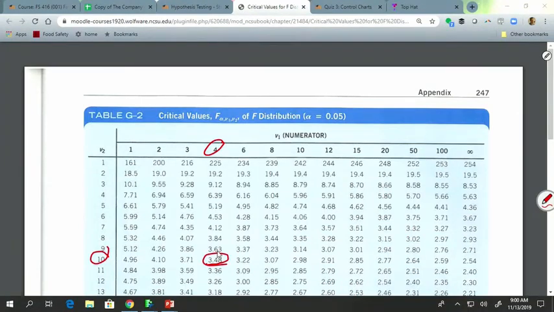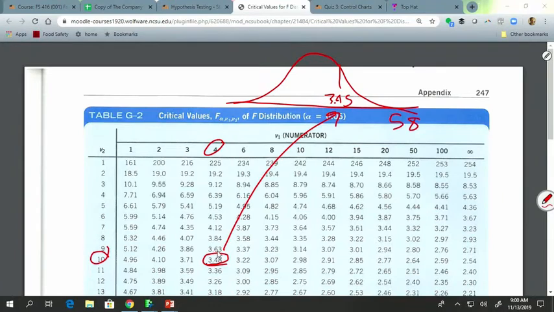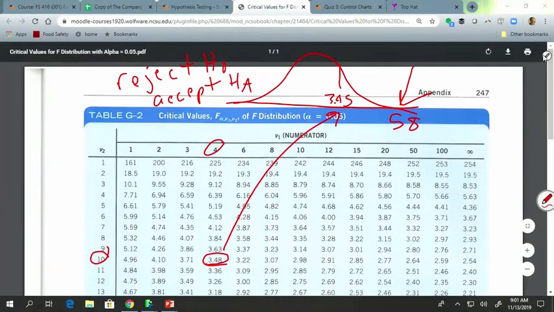3.48. Okay. So if we were to draw this on a distribution, and this number was right here, 3.48, and we got a test statistic of 58, which is way over here. Do we accept or reject? We're going to reject the null hypothesis. We're going to accept the alternative that there's a difference there. Okay? So we just did it.